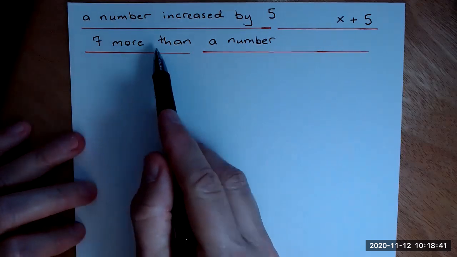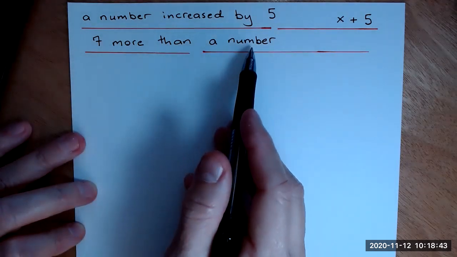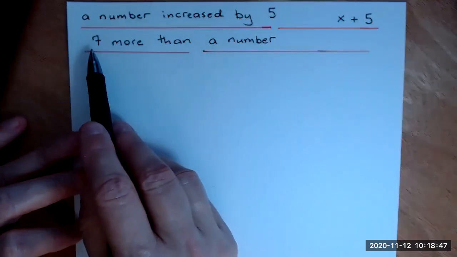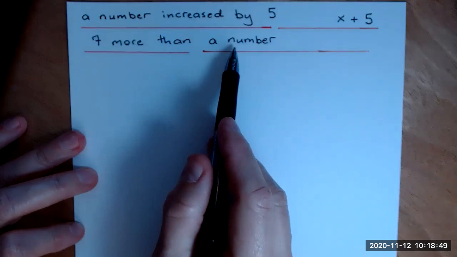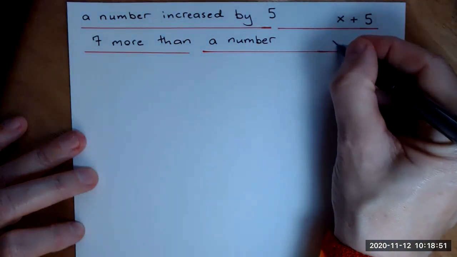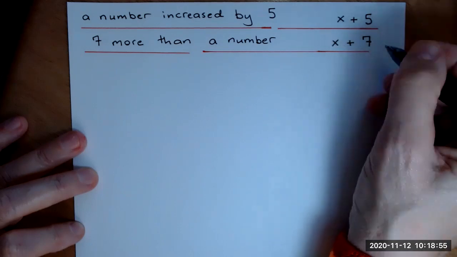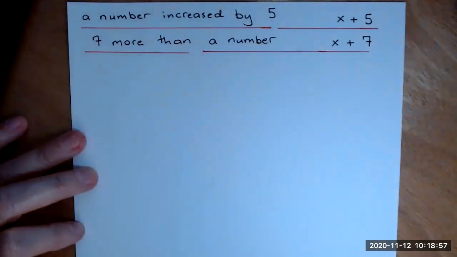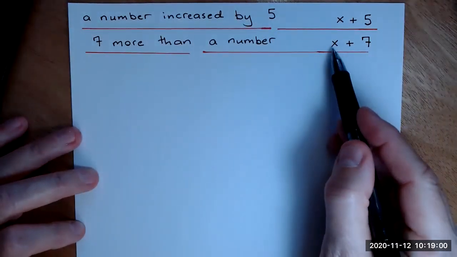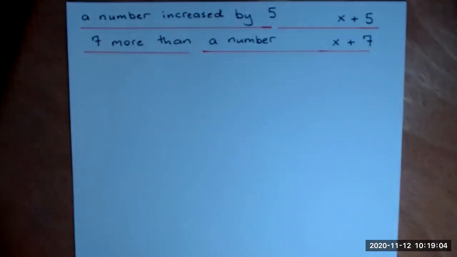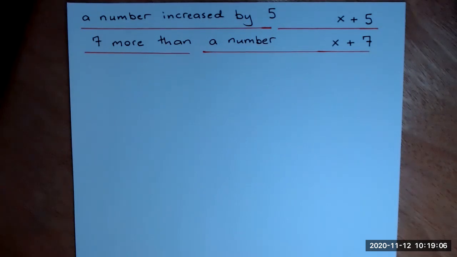All right, 7 more than a number is also another way of writing addition. So you could say 7 plus X or X plus 7, because remember that addition is commutative, so you can write it in any order. With the X in front, that's just considered more elegant. And I know that eventually you will want your math to be elegant.